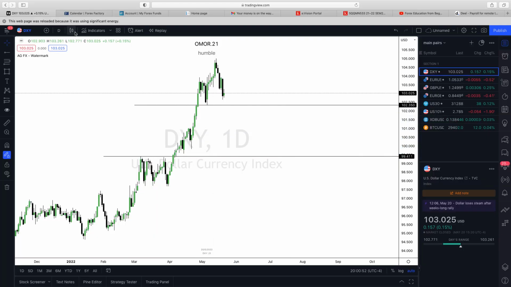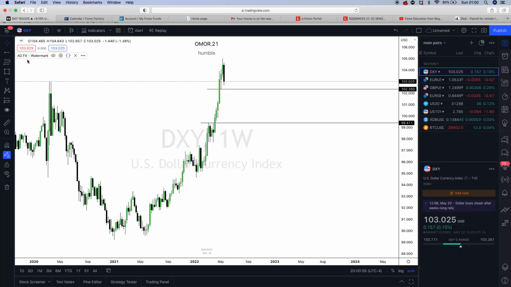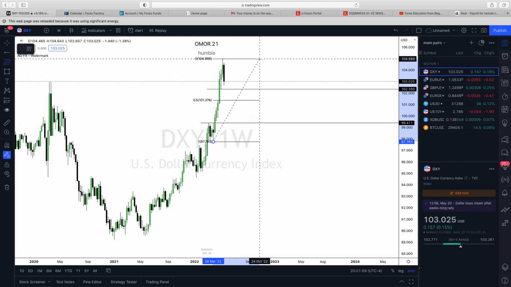Now, removing this and going back to the weekly chart, this is a low because this candle's low is higher and this candle's low is also higher. So this is the lowest low. We take this to the high.